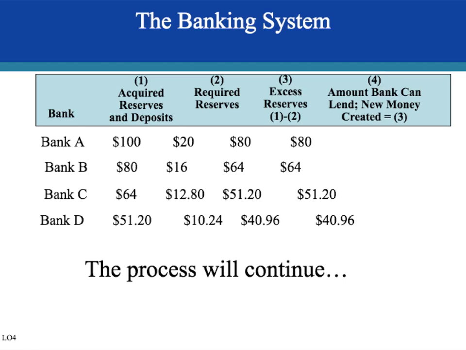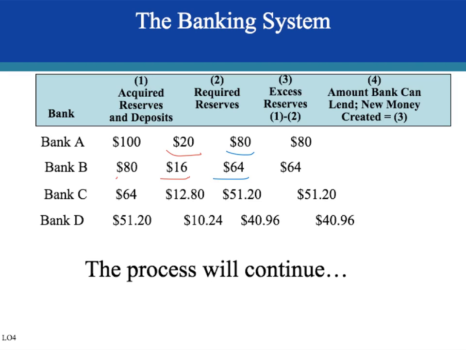Okay, so Bank A is the bank that received the $100 bill. Okay, their required reserve is $20. Their excess reserve is $80. So they lend out $80 to a customer. Customer B goes to Bank B and deposits their money. Okay, so the required reserve on $80 is $16. The excess reserve is $64, so they lend out $64 to customer C.